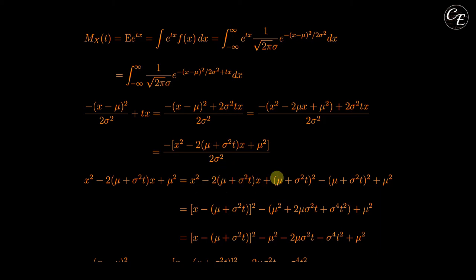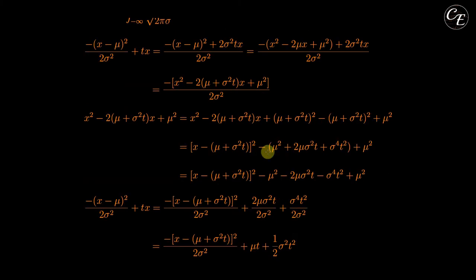Then these three terms now are a complete square, so we can rewrite it as the square of x minus mu plus sigma squared t. Then we can expand this, so we have here minus mu squared plus 2 times mu times sigma squared t, which is this one. Then the square of this one, sigma squared t, which is sigma raised to 4 t squared. Then the remaining term is plus mu squared.